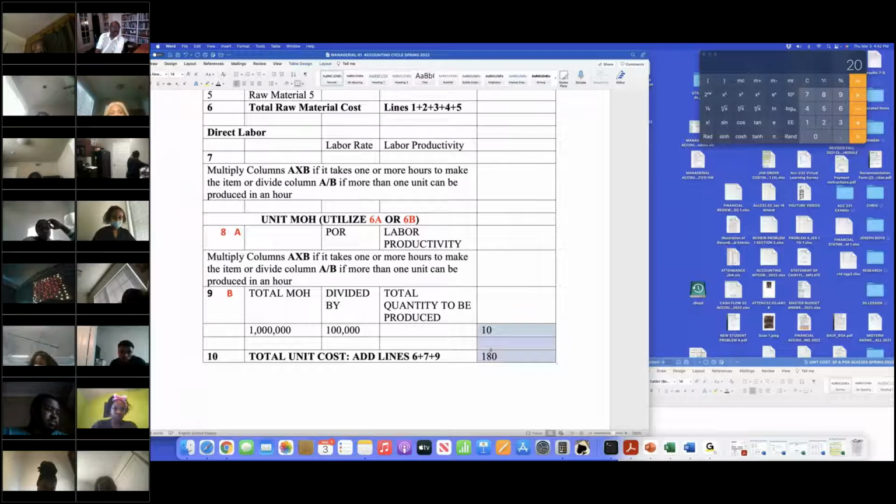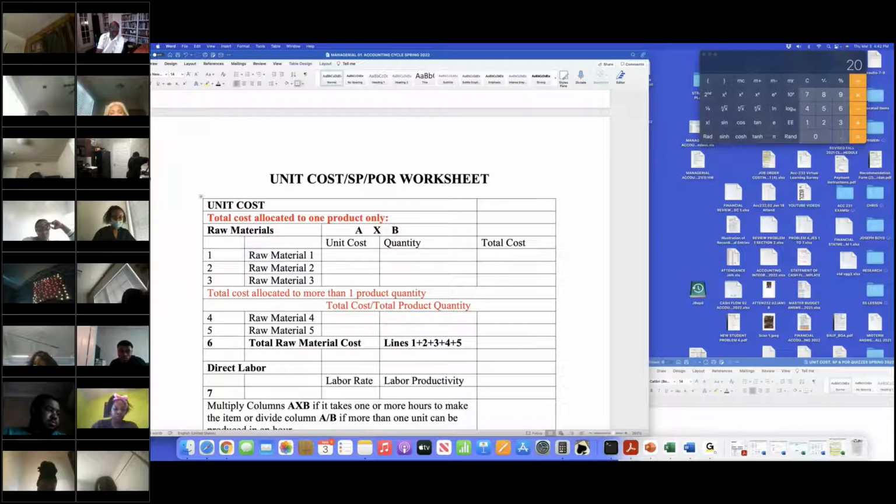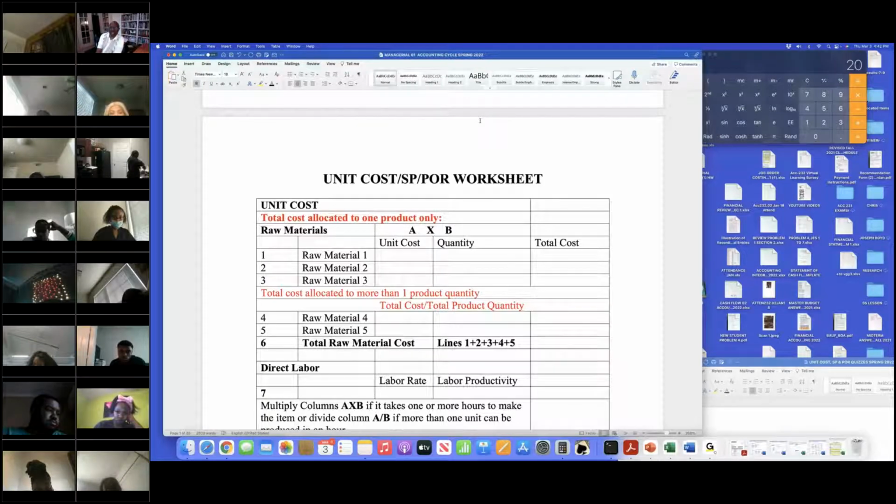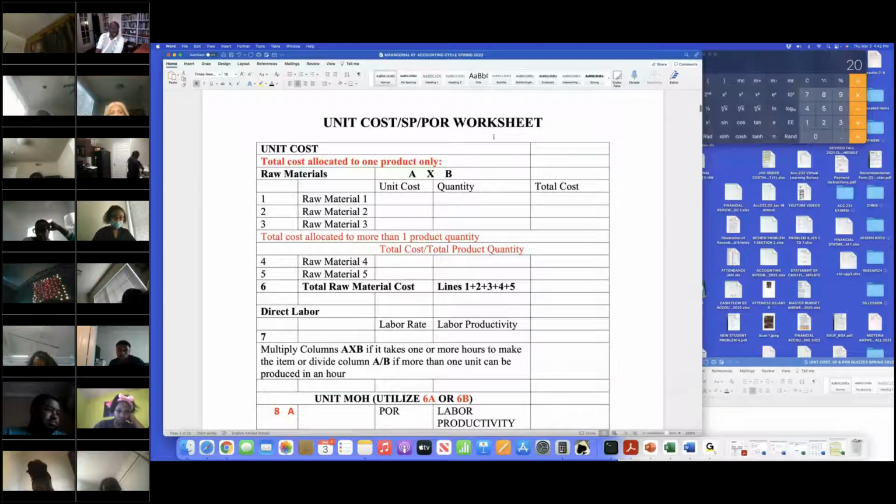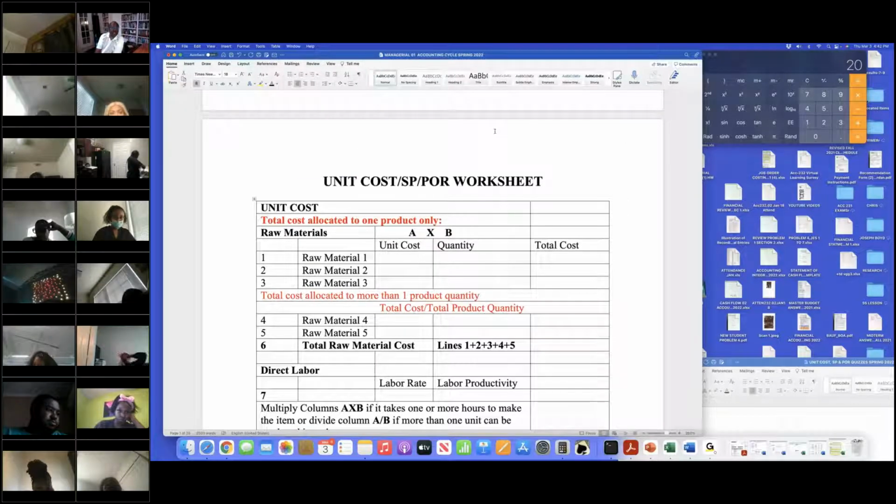What we're concerned with is that we have to be on a unit basis. How much does it cost for one unit? Because we've got to sell an item, and we have to give the item a price. So for raw materials, assuming only one product is being produced now, it's raw materials one, two, and three. We multiply unit cost times quantity to get the total cost.